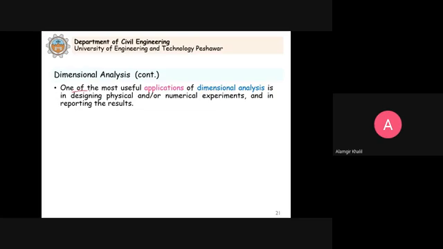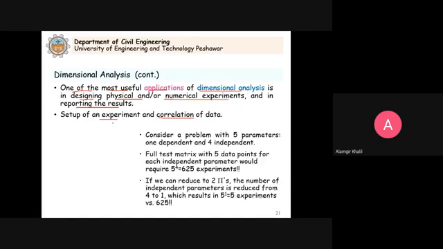One of the most useful applications of dimension analysis is in designing physical and/or numerical experiments and in reporting the results. Setup of an experiment and correlation of data. This is what I showed you in the previous slide, what I already explained to you: if we consider a problem with 5 parameters, 1 dependent and 4 independent, the full test matrix with 5 data points means you need to conduct 625 experiments.